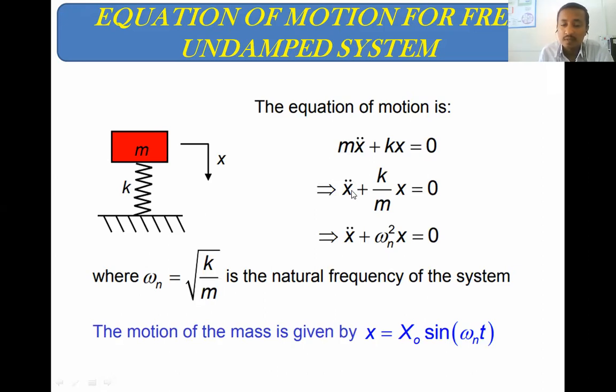Otherwise x double dot plus k by m into x is equal to 0, if divided by m. k by m means omega square. So you can write in any of these three forms. Natural frequency is given by square root of k by m. The motion of the mass, meaning the displacement equation, is given by x is equal to X, capital X, the amplitude of the simple harmonic motion, into sin omega n into t.